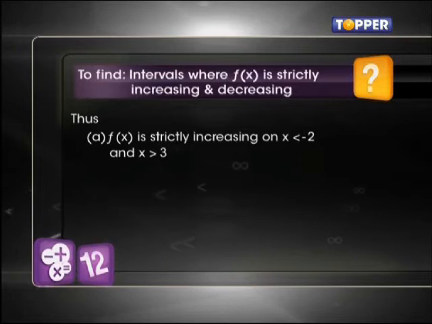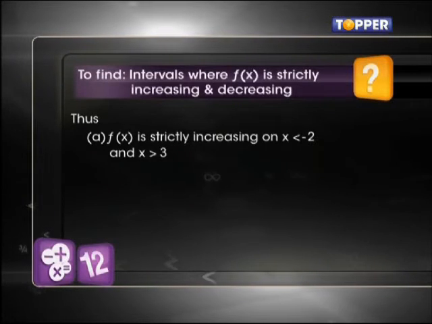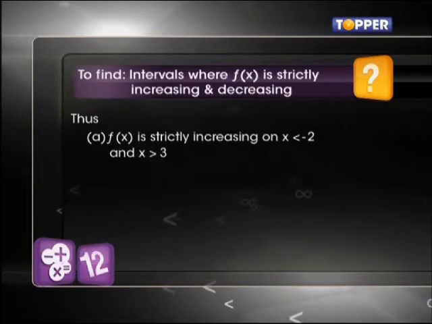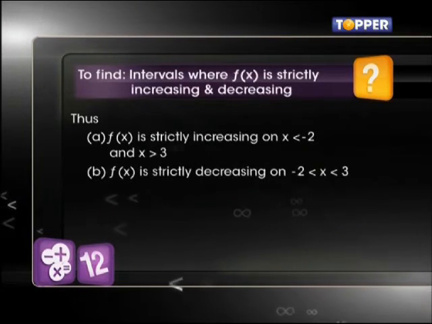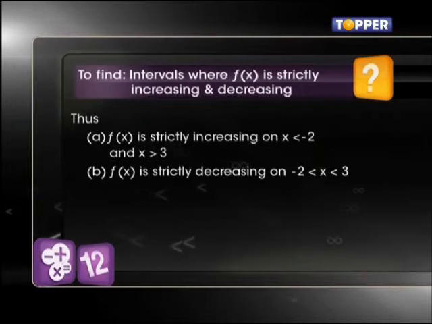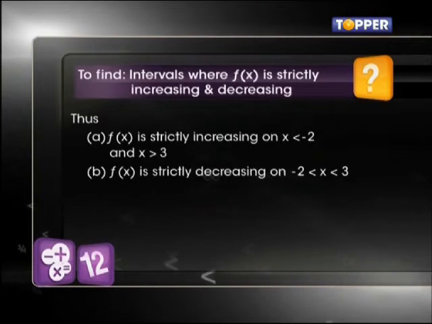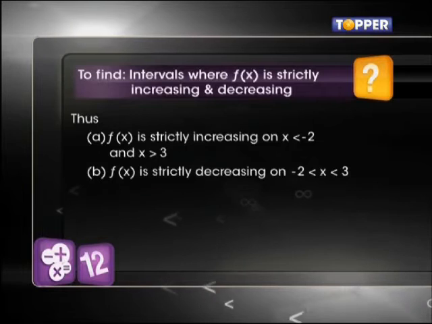Thus, the function f(x) is strictly increasing on x less than minus 2 and x greater than 3. And we also find the answer to the second part of our question: f(x) is strictly decreasing between minus 2 and 3.